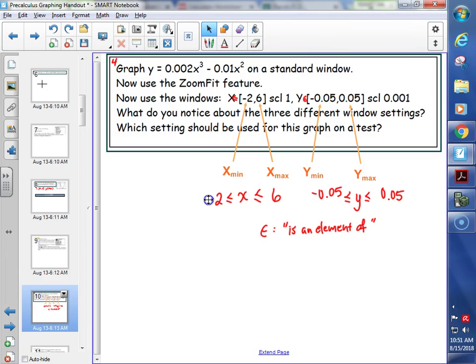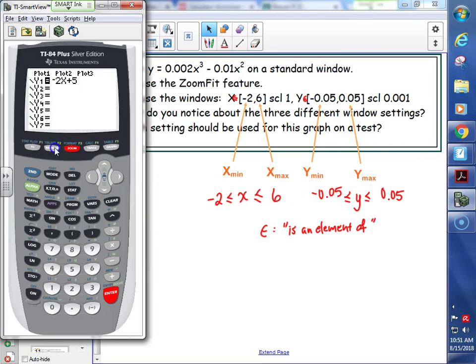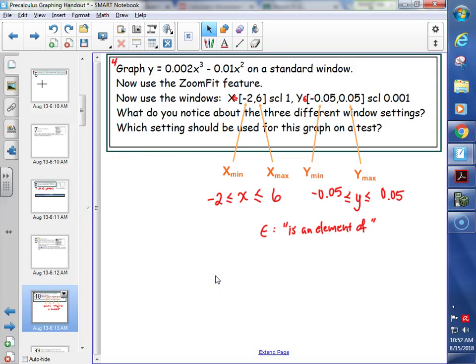Wait, we've been talking about manually resetting the window. You guys know what we're talking about, right? Hitting the window button, right, and playing with. What does SCL mean? Scale. Nice. And that's, long story short, the tick marks, right? Where the tick marks go by ones or hundreds or fives, etc. Okay, so coming back. What was wrong with zoom standard on this graph?